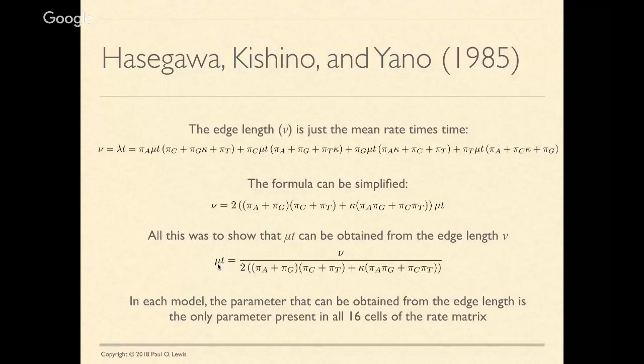So in each model, the parameter that can be obtained from the edge length is the one that you find in all 16 cells of the rate matrix. And keep in mind that sometimes rate matrices are presented without that parameter. Because it's present in all the elements, just leave it out. So if there is no parameter that's present in all 16 cells, then you have to mentally add that in yourself.